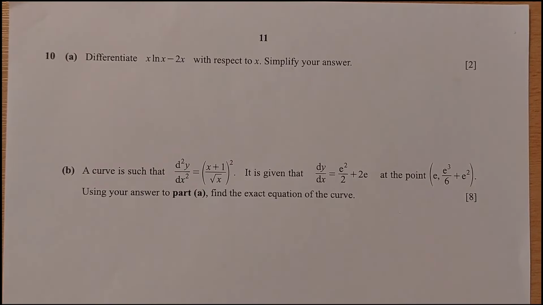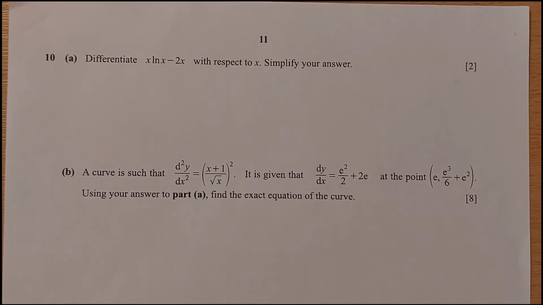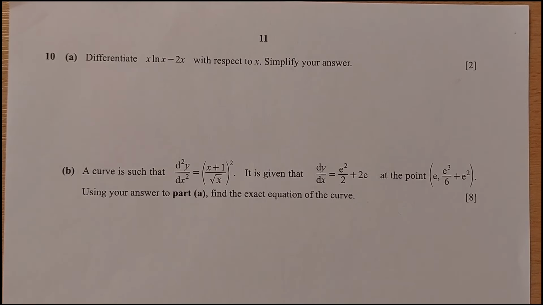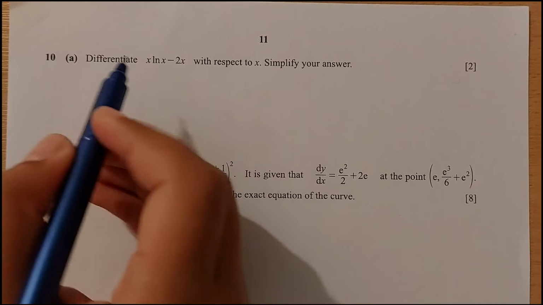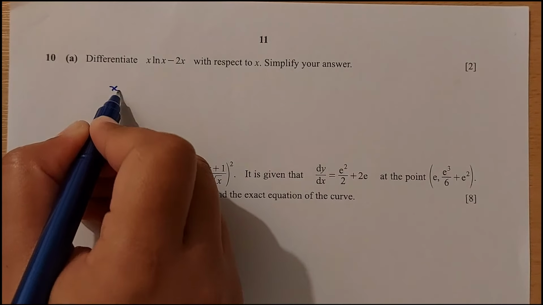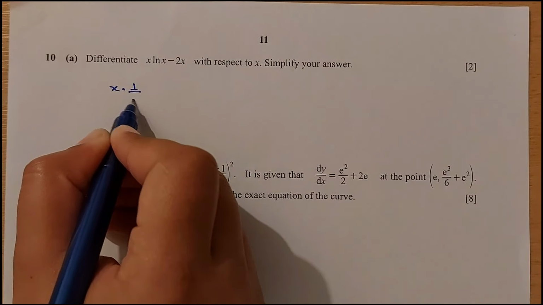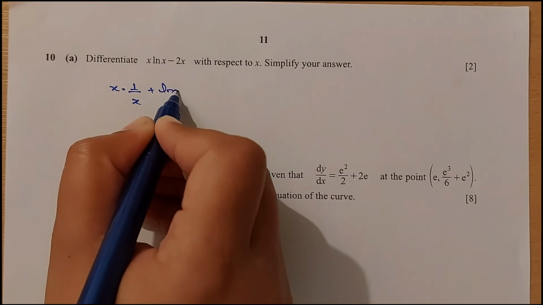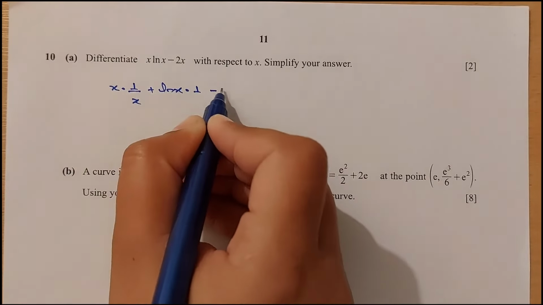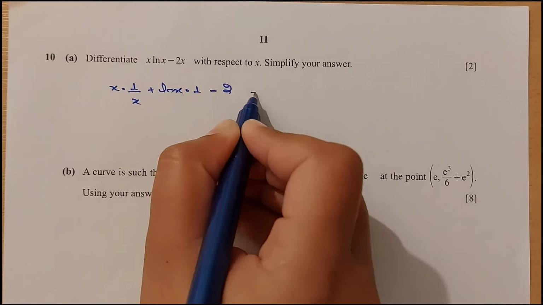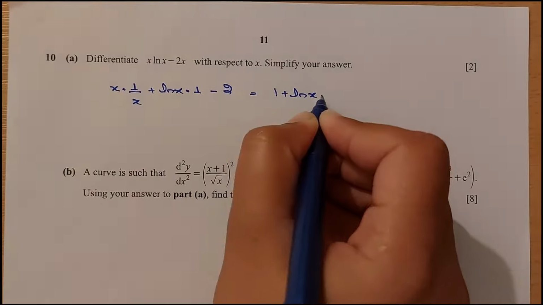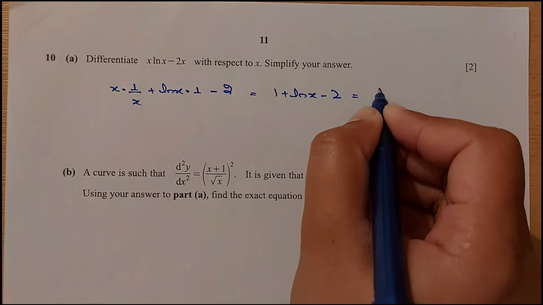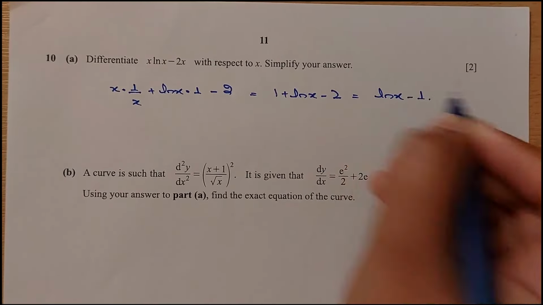Question number 10, in part A, differentiate this function with respect to x, simplify your answer. So for the derivative of x ln x, we use the product rule. So this is x times the derivative of ln x, which is 1 over x, plus ln x as it is times the derivative of x, which is 1, minus the derivative of 2x, which is just 2. So this is equivalent to 1 plus natural log of x minus 2. So that is natural log of x minus 1.